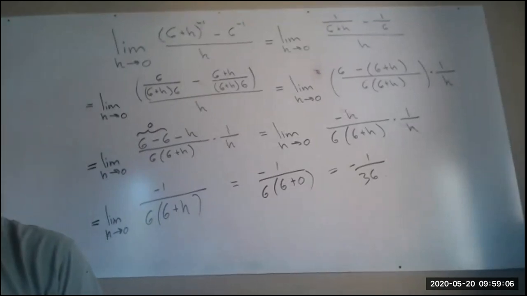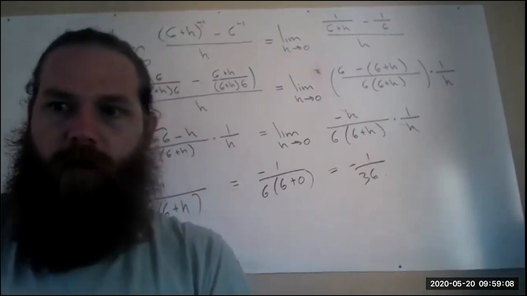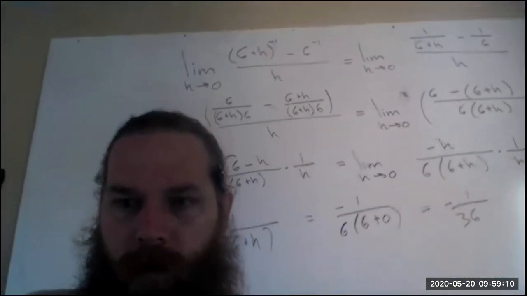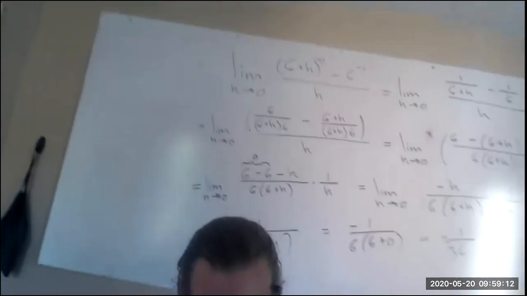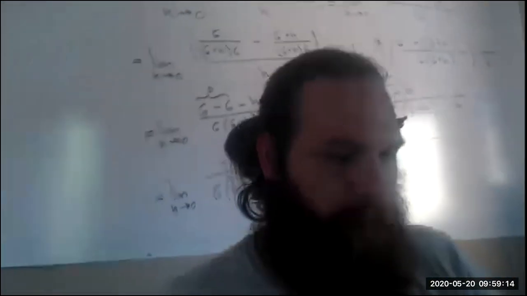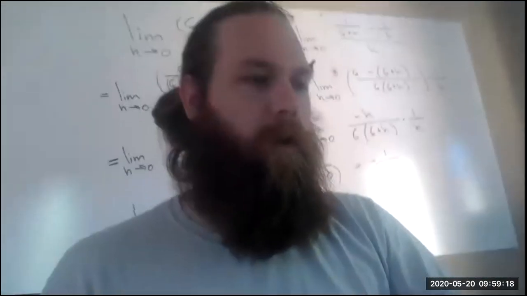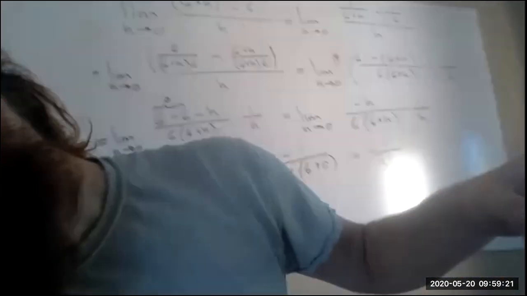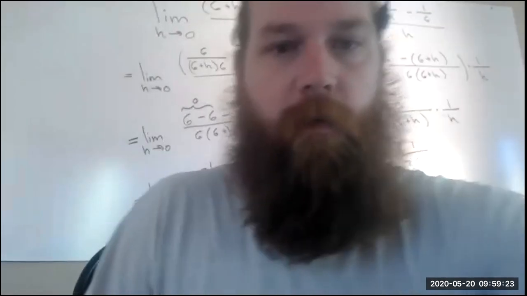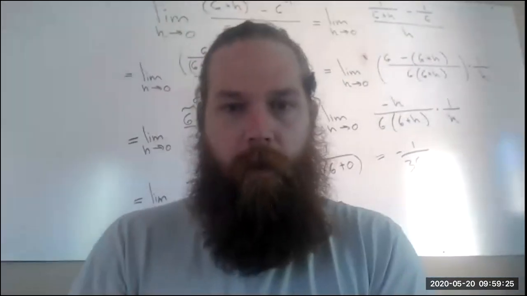I have another question. Sure. So what if the same question was raised to the negative 2? Then you would have 1 over 6 plus h all squared. Okay. Minus 1 over 36. And then everything else would go more or less the same.